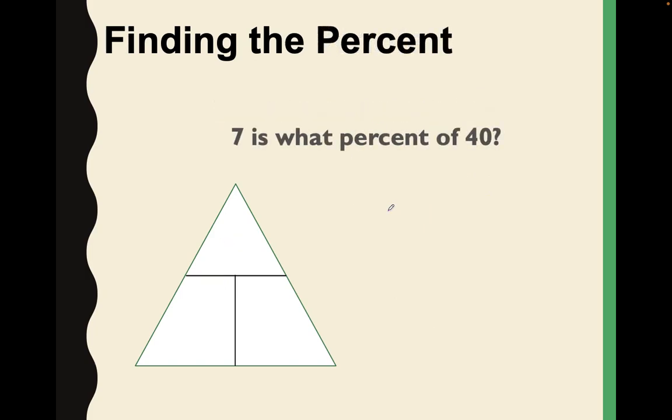Our third and final example here is 7 is what percent of 40? In this problem, we don't know the percent, but we do know that the part is 7 and the whole is 40. In order to find the percent, you're going to divide 7 divided by 40. When you do this, you're going to get the decimal 0.175.